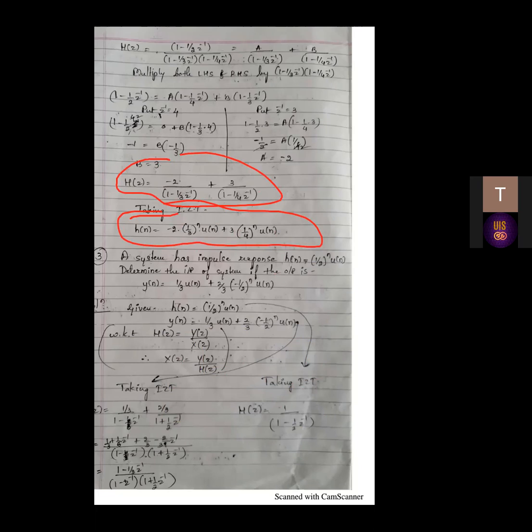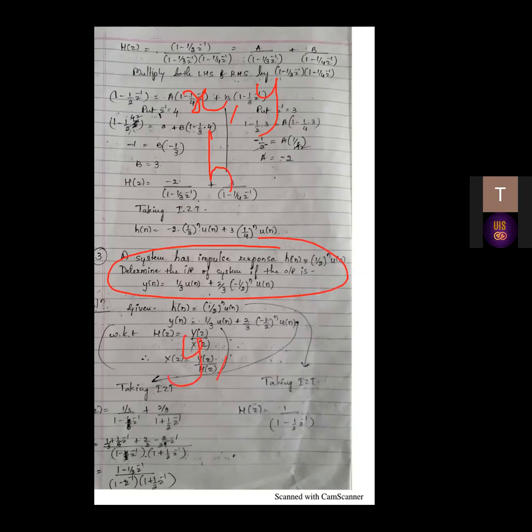Okay. Again, the question is, a system has the impulse response h of n given to you, and the input is given. We need to determine the input. There is a slight change here. Till now, x and y were given and you needed to find h. Now y is given to you, h is given to you, and you need to find the input. A little bit of change. So how to do this?